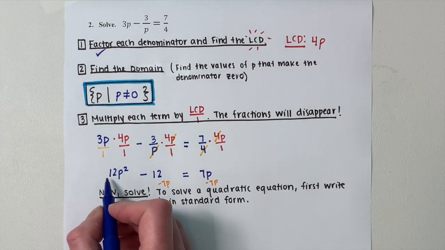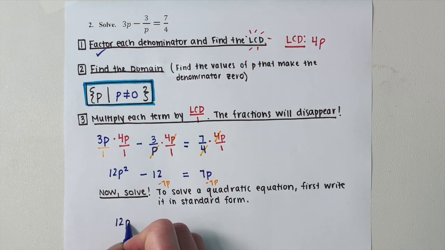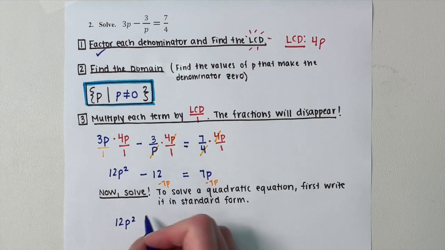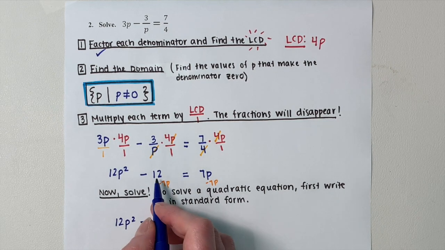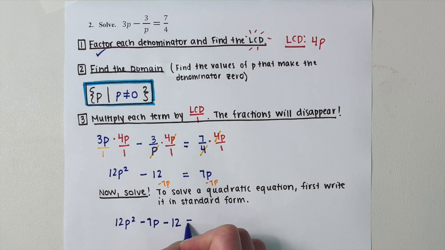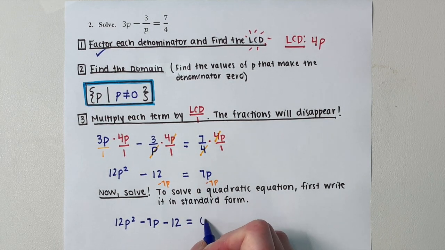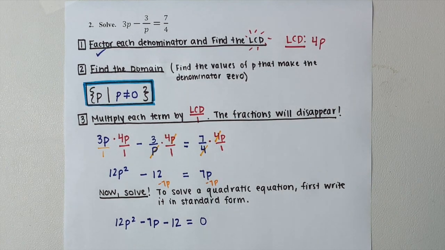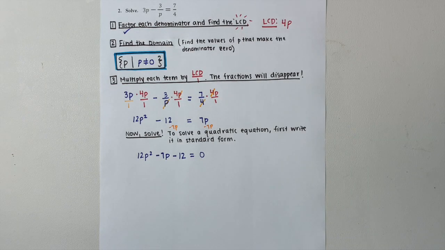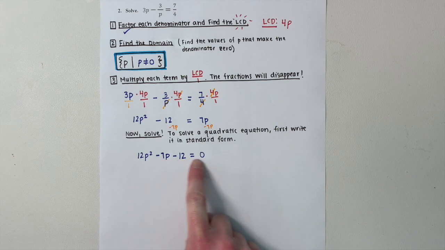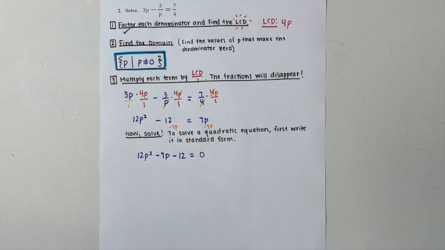left. That will leave us with 12p squared. Then we want to put the minus 7p in the middle, and the constant negative 12 last, and that will be equal to 0 since everything cancels out on the right. Now we have it in standard form. Now in Chapter 4, Section 8, we learned how to solve quadratic equations in standard form by factoring. So we're going to factor, and then we'll set each factor equal to 0.